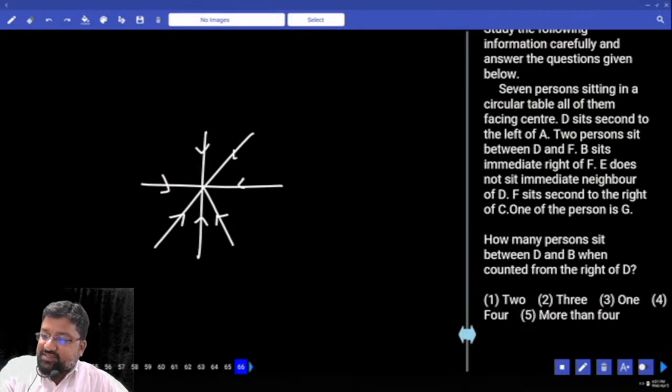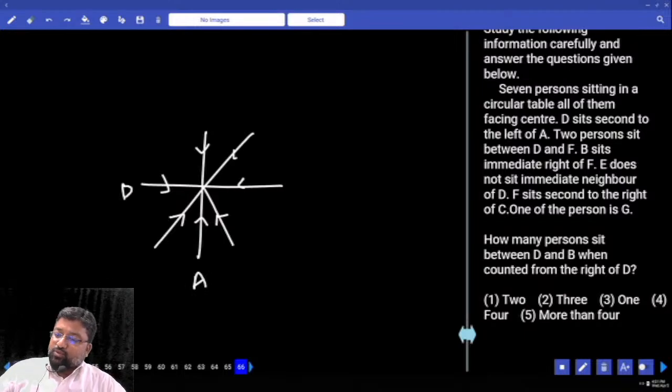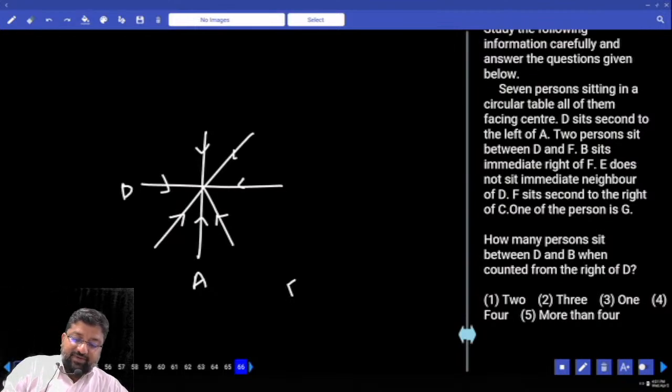D sits second to the left of A. Next line, only 2 persons sit between D and F. There are 2 people between D and F. How many possibilities? 2. Immediately don't split the question into 2 cases, because this is a very small question. Okay, we'll continue with the further lines.